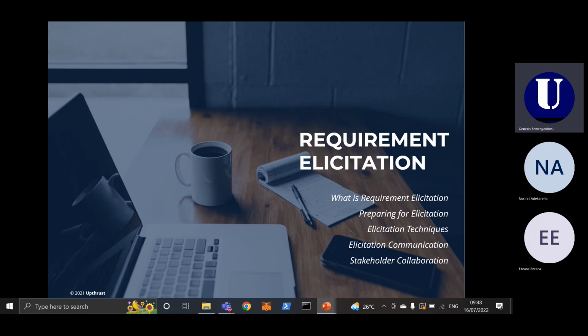So today we'll be looking at requirement elicitation: what is a requirement, and why should we actually elicit requirements? What we need to do to prepare for elicitation, right? They say whoever fails to plan plans to fail. So if you don't prepare in terms of planning for your elicitation, you're basically going to fail in that elicitation activity. Then we also look at how we carry out elicitation. What technique do we use?